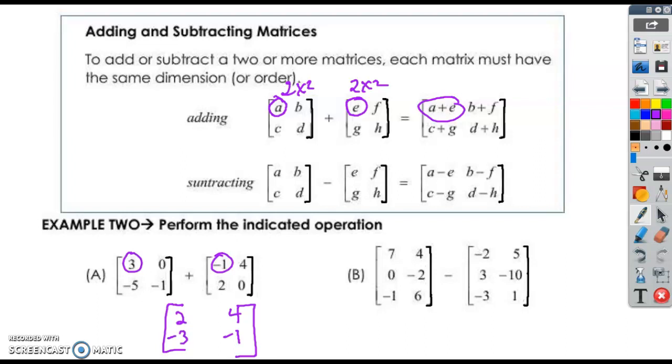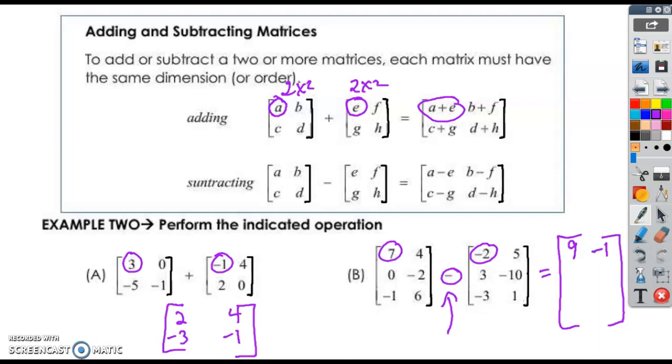Now, when you're subtracting, you just have to be careful because you are subtracting everything in that matrix. So this is 7 minus negative 2. So that's the same as 7 plus 2. You have to make sure you distribute this minus sign to every term inside this second matrix. So that's 7 plus 2, so that's 9. So the next one is 4 minus 5, so that will be negative 1.